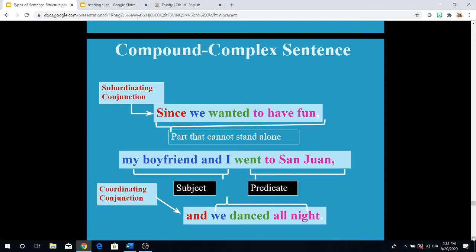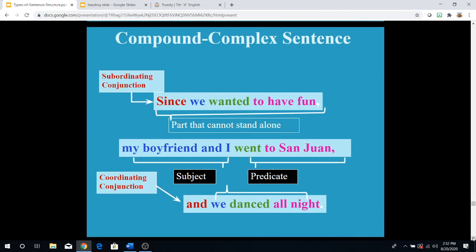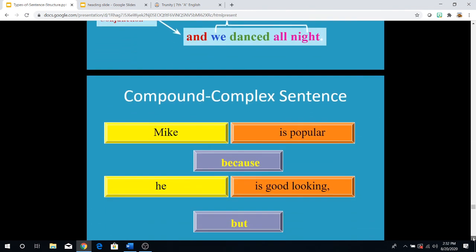Now, if we break down this compound complex sentence, since is your subordinating conjunction. And again, since we wanted to have fun would be a subordinate clause or dependent clause because it cannot stand alone. My boyfriend and I went to San Juan: my boyfriend and I would be your subject, and went to San Juan would be your predicate. And we danced all night: and is your coordinating conjunction, and your predicate would be danced all night. So as you can see, a compound complex sentence has every single part of the other types of sentences.